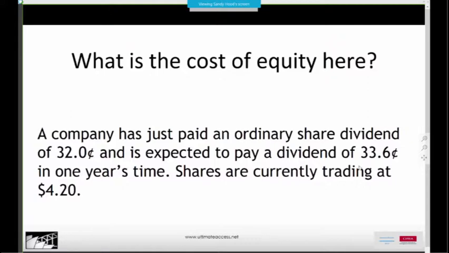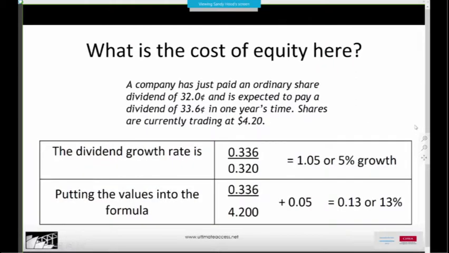Yeah, I think they would have calculated by now. I'm sure. Well done. And hopefully you found that the rate of growth was 5%, and that as we were looking at next year's dividend of 33.6 divided by 420 as the current share price, that gives us a cost of equity of 13%.